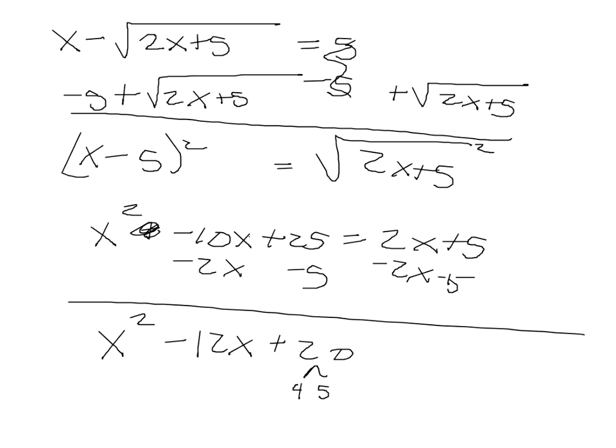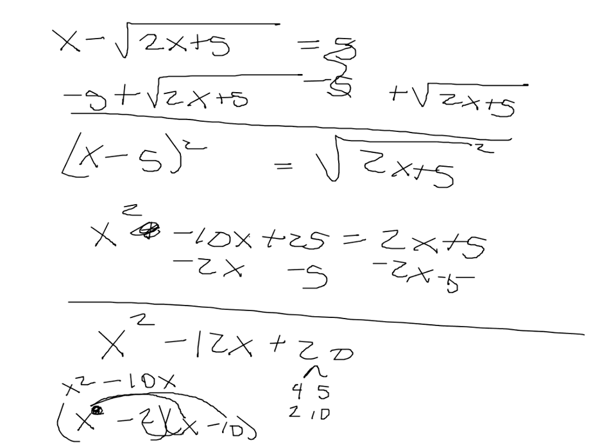Factors of 20 are 4 and 5, but they don't add up to 12, so maybe there's another set of factors. That would be 2 and 10, and they do have a distance of 12. So x minus 2, x minus 10. And we check, so that's x squared minus 10x minus 2x plus 20. And that combines to give us the 12x. So this is the correct factorization.